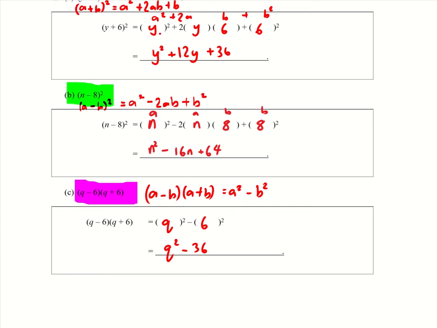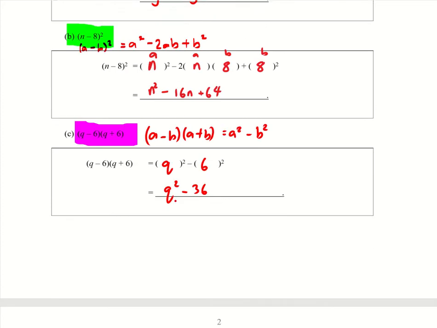So in exams, if it comes in the form a plus b square, you expand them, you get a square plus 2ab plus b square. If it's a minus b square, then it will be a square minus 2ab plus b square. If it's a plus b, a minus b, or a minus b, a plus b, doesn't matter the order, it will be a square minus b square. All right, so I hope this is clear to you. Let's take a look at more examples.